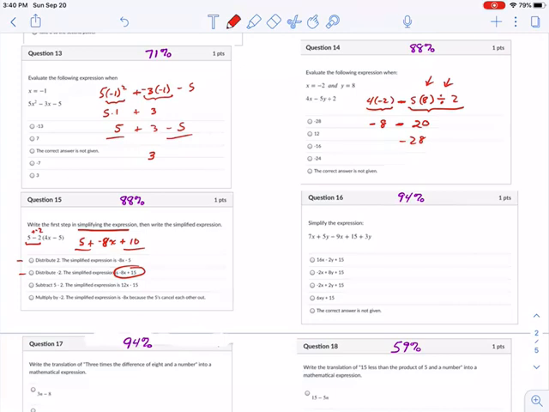Let's see, 16, almost everybody got that one right. You can only combine the like terms. 7x minus 9x, that's negative 2x. Plus 5y, plus 3y, that's plus 8y. And then plus 15.